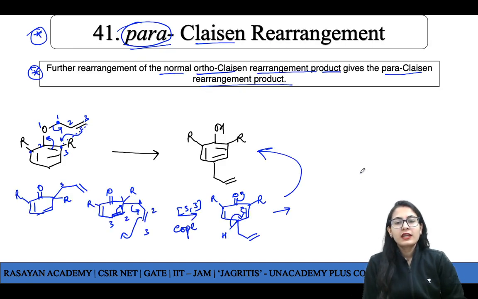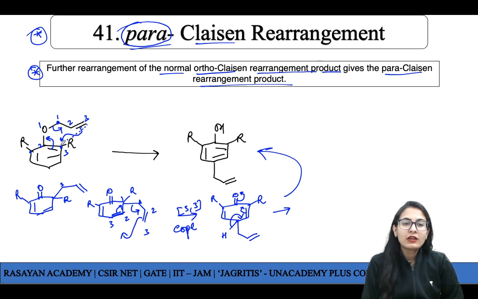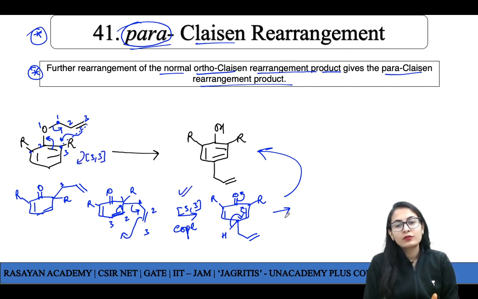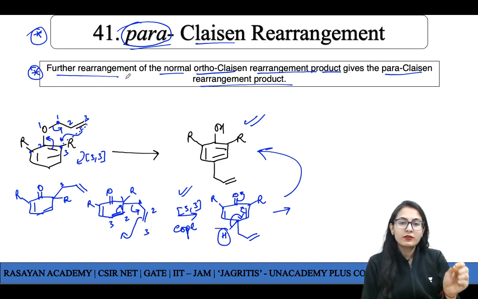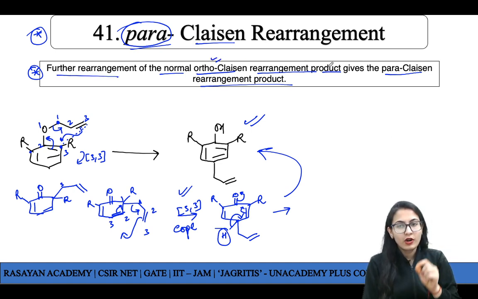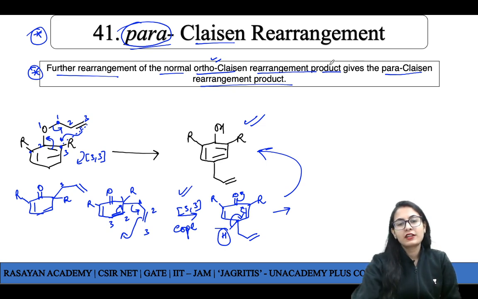Now further, here it happened because on the ortho position there was no hydrogen to be lost, and that is why the molecule is looking at more stability, hence it has to carry out one more 3,3 sigmatropic rearrangement after this. Okay, and then do the rearomatization by the loss of this proton to give you this final product, hence the name Para-Claisen. So further rearrangement of normal ortho-Claisen rearrangement product gives the Para-Claisen rearrangement.